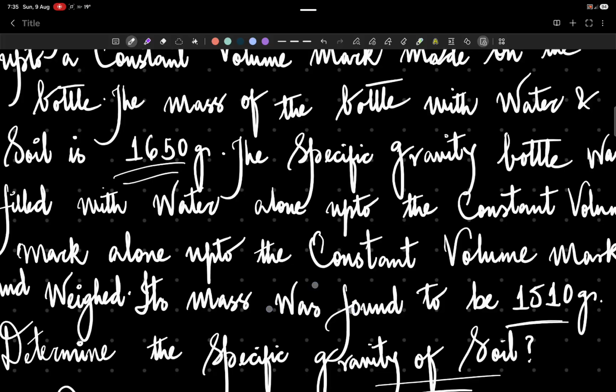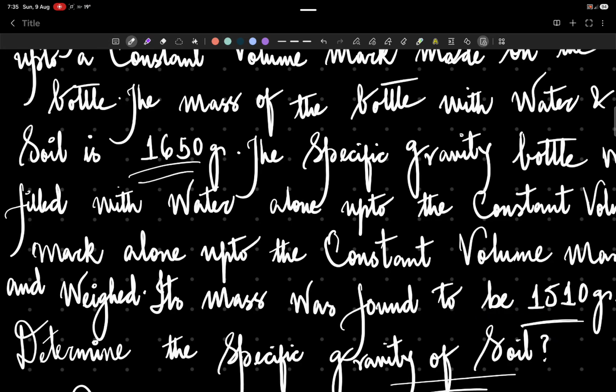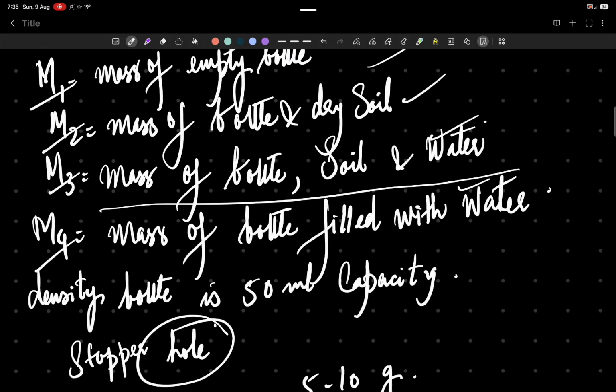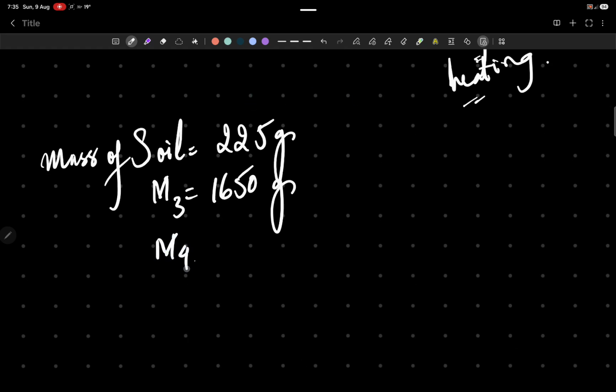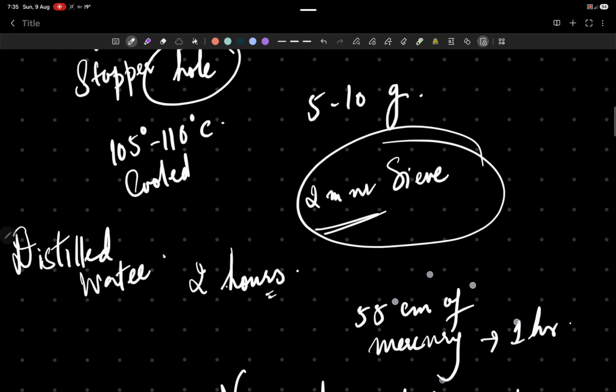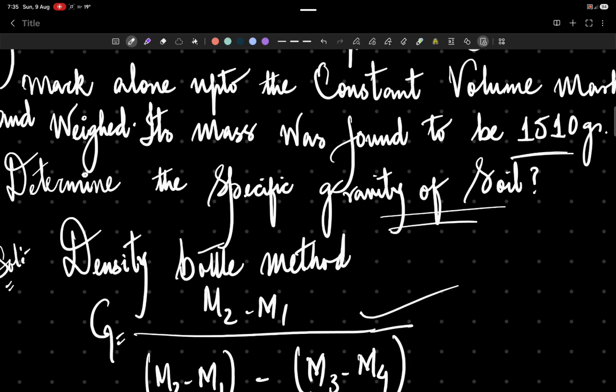Then it says the specific gravity bottle was filled with water alone up to the constant volume mark, and it was weighed and found to be 1510 grams. M4, the mass of the bottle filled with water, is 1510 grams. Determine the specific gravity of the soil.